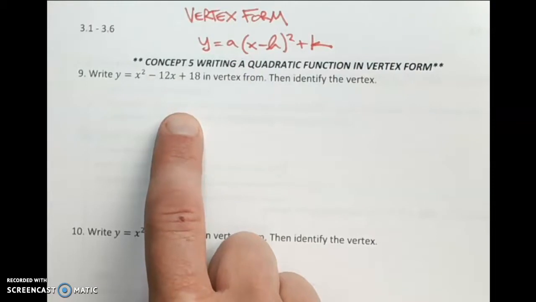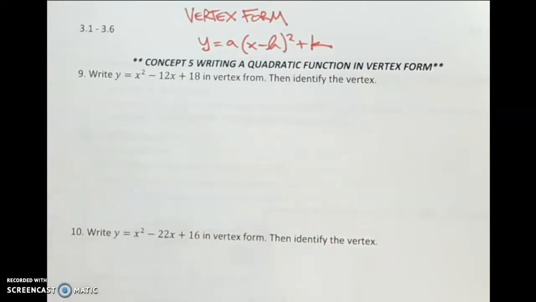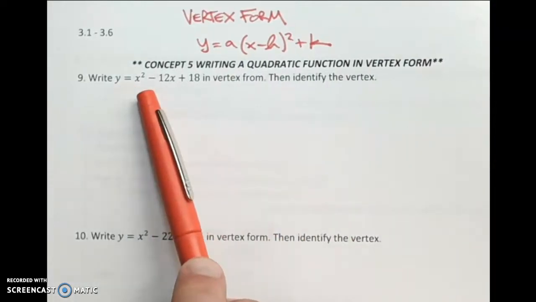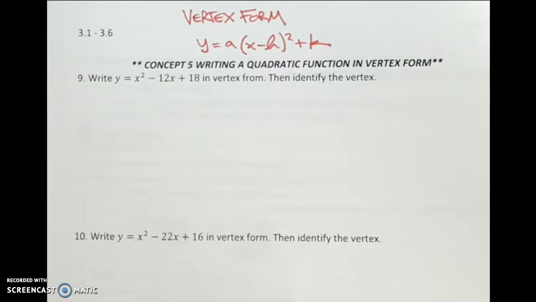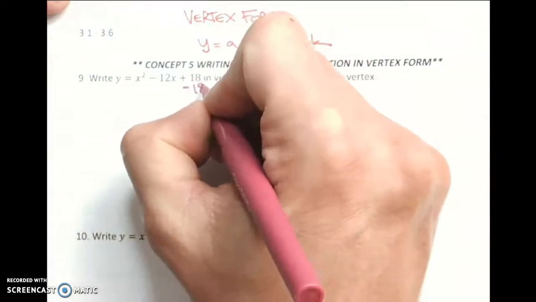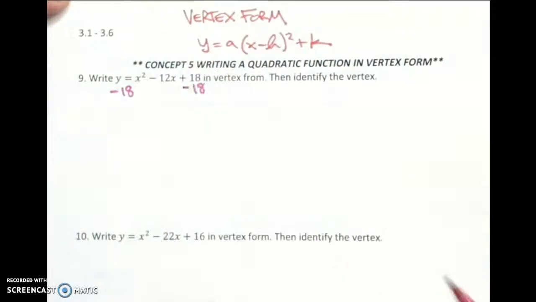Alright, we're making a trinomial square, or completing the square. So I'm going to take this y equals x squared minus 12x plus 18. I'm going to write it in vertex form, and I'm going to identify the vertex. Since this 18 is not a perfect square, I'm going to move it over to the other side.